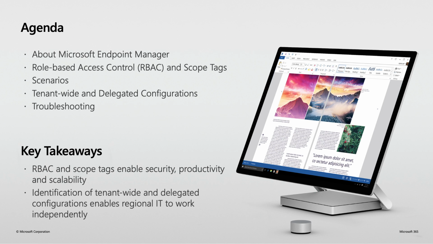We'll then take a look at a few scenarios which would be very close to real-world examples to demonstrate the use of Intune roles and permissions and scope tags so that you can get started by using them. We'll then focus on tenant-wide and delegated configurations in Intune to understand what they are and why they're really important. And in the last section, we'll look at how you can troubleshoot role-based access control in Intune using PowerShell.